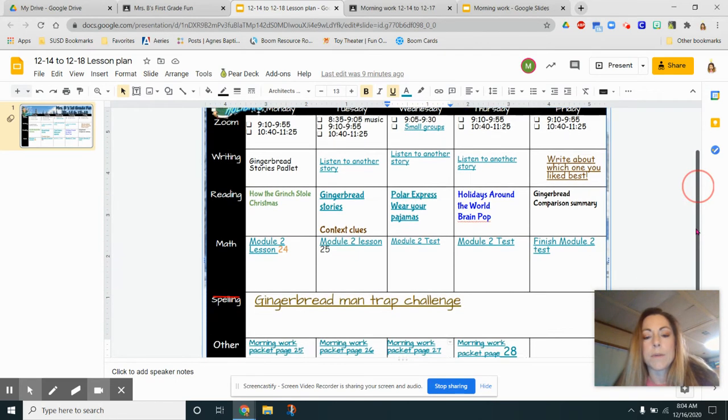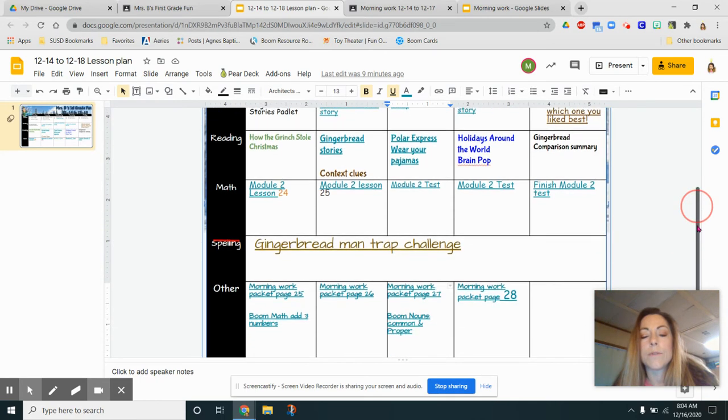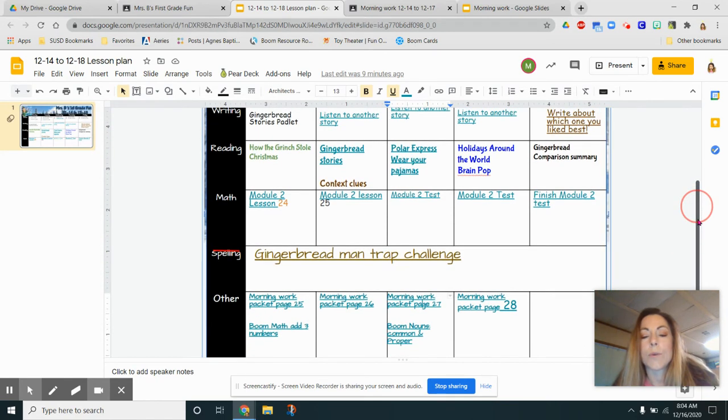All right, you have the Gingerbread Man Trap Challenge. Hopefully you've been working on some kind of a device to catch the gingerbread man. You have a boom game for nouns, common versus proper nouns, 2 different types. And then our morning work packet page. So take a look at that.